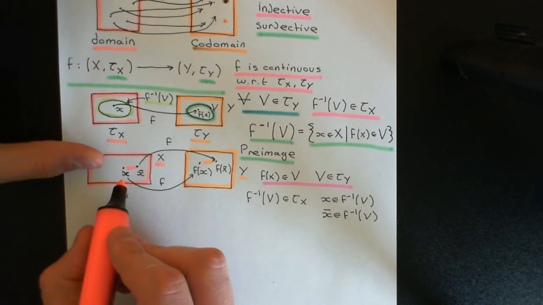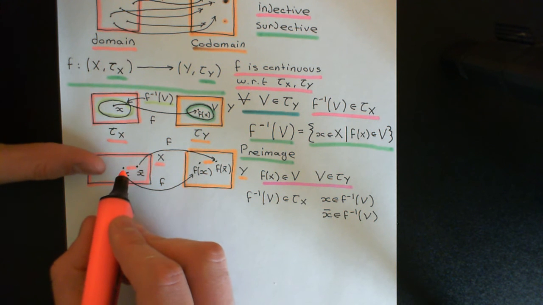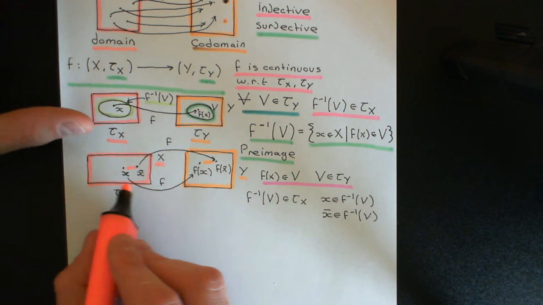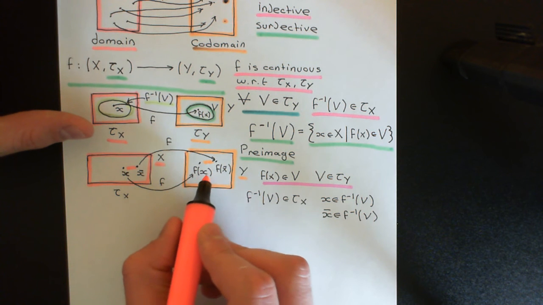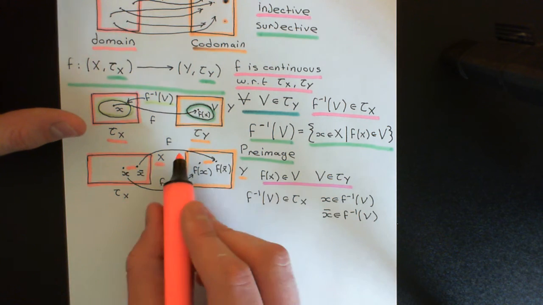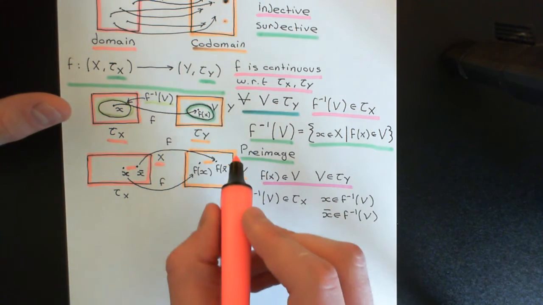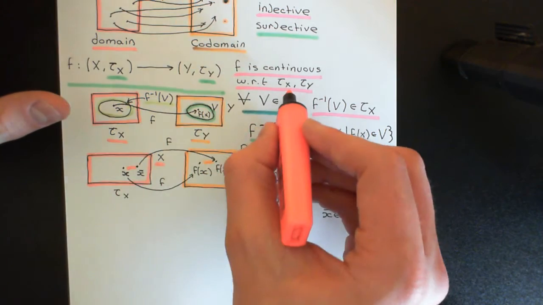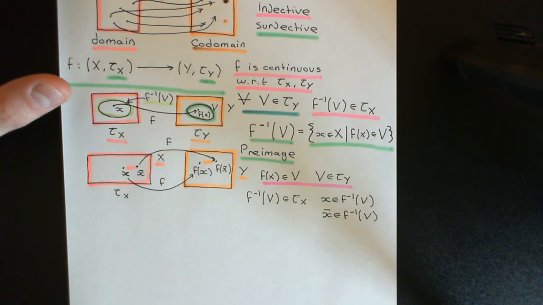Remember what I'm trying to prove. I'm trying to prove that if x and x bar have a little line drawn between them, if they're next to each other in this domain topological space, then the images of those points under the map F, f of x and f of x bar, will be next to each other in the topological space Y, if this definition of continuous is true. So I'm trying to associate this abstract definition with this intuitive definition of continuity.